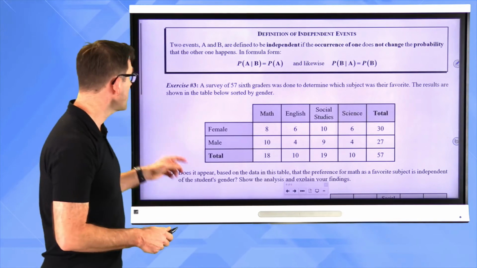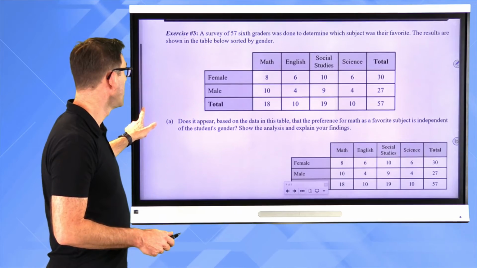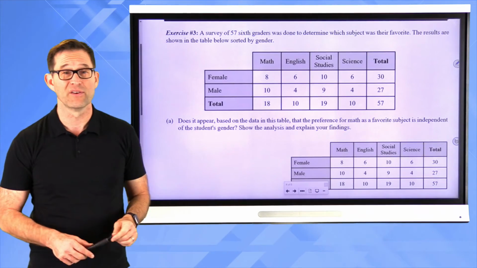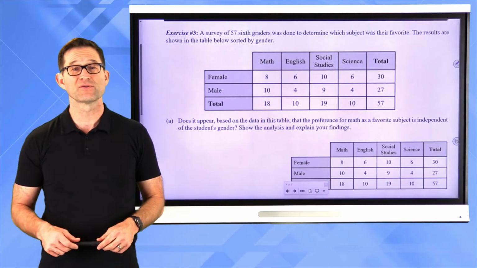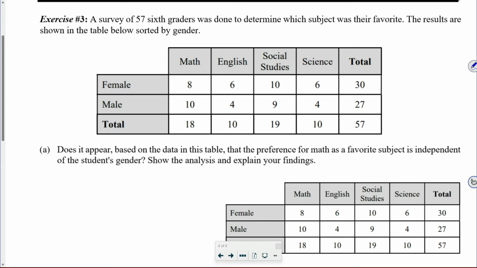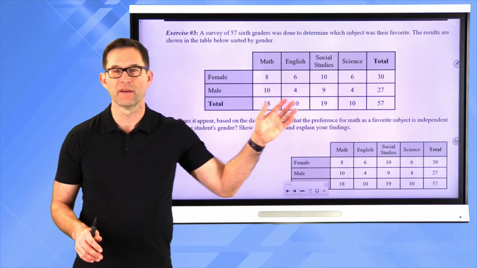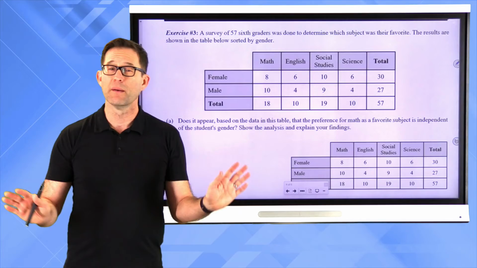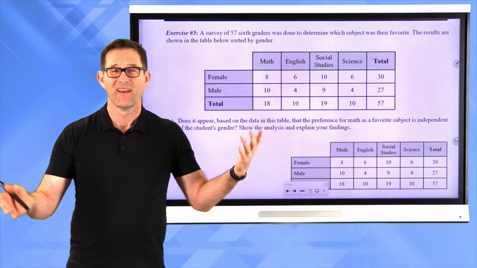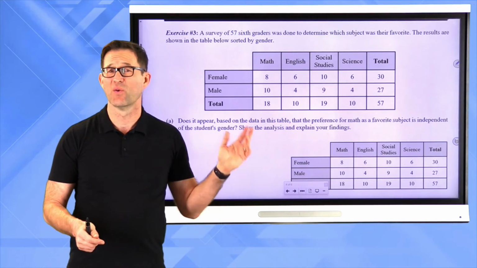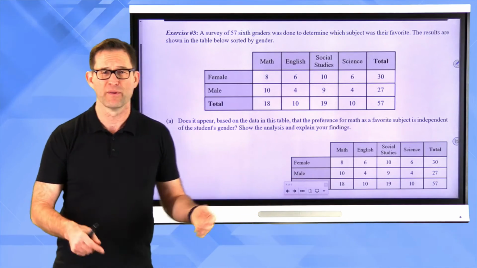All right, let's take a look at an analysis that's somewhat similar to that, but having nothing to do with politics, I hope. Exercise number 3. A survey of 57 sixth graders was done to determine which subject was their favorite. The results are shown in the table below, sorted by gender. Now, I know that we're all surprised that basically everyone, all 57, didn't vote for math. I get that. But I had to have some math in it, so I couldn't do that, even though that's probably more realistic.